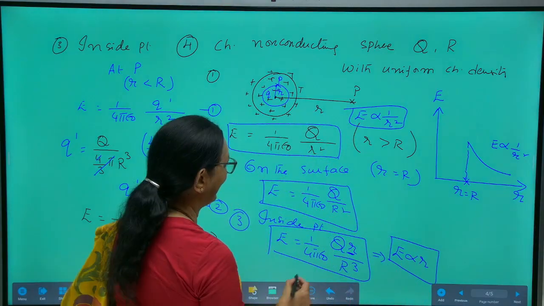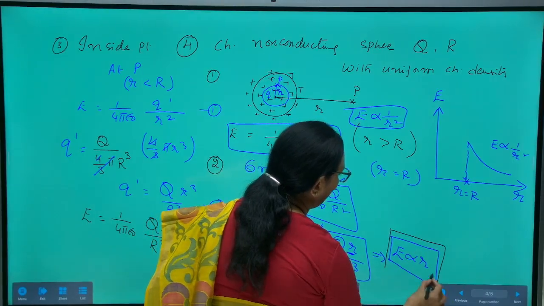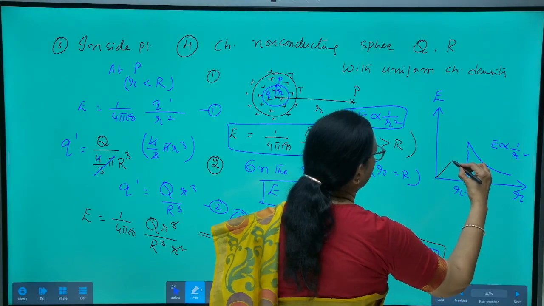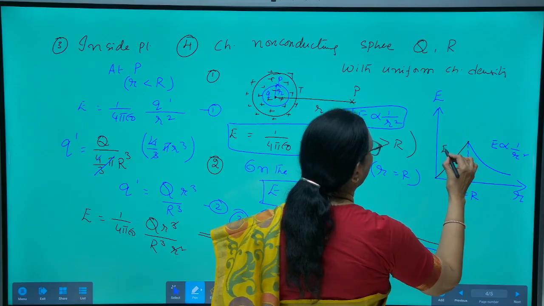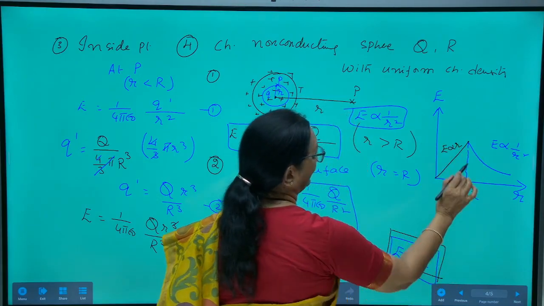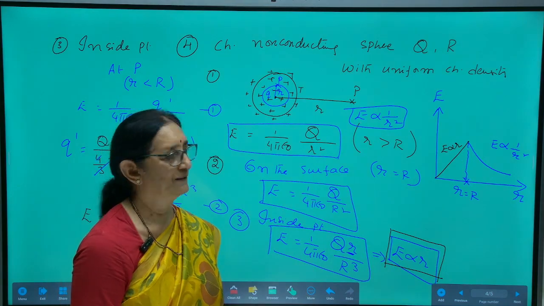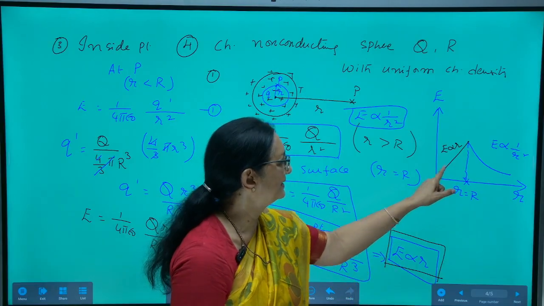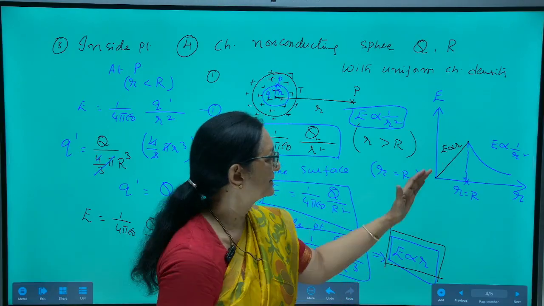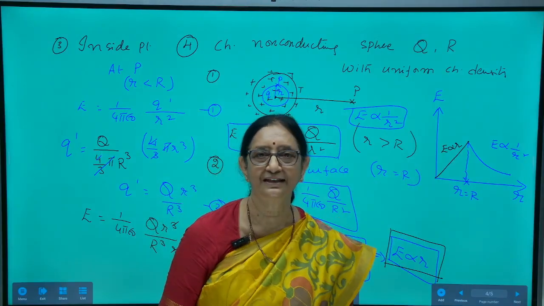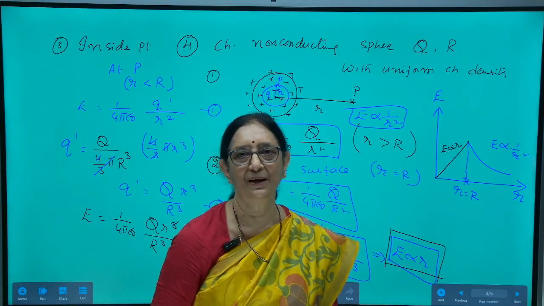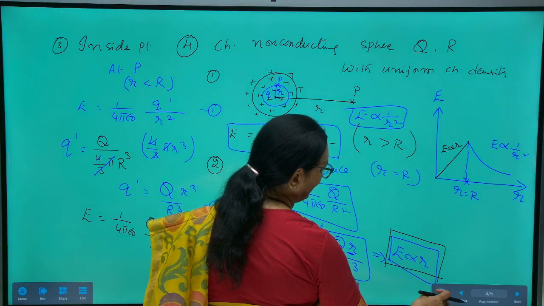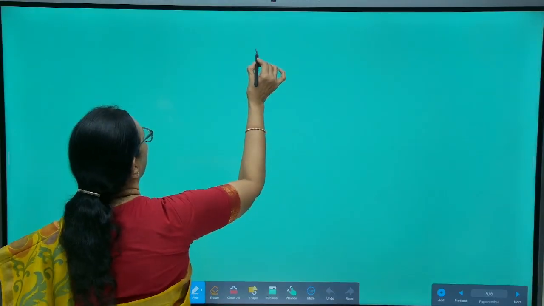Now, at any inside point, E is proportional to r. So, if E is proportional to r, it is a straight line passing through the origin. This is very important. In the previous case, the inside point was 0, but here it is directly proportional to r. So, the graph is a straight line passing through the origin. So, that is about electric field intensity due to a non-conducting sphere. So, here we just learned 4 points.